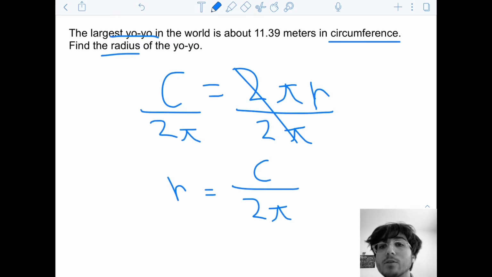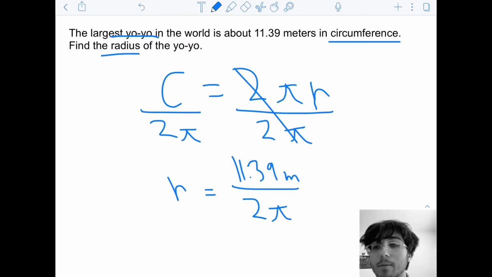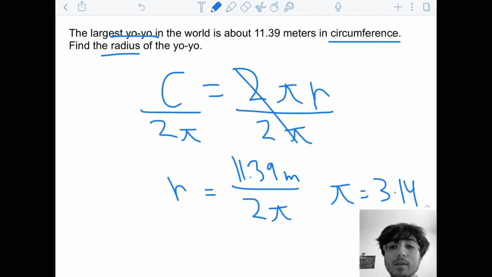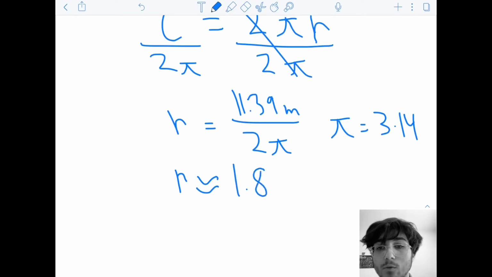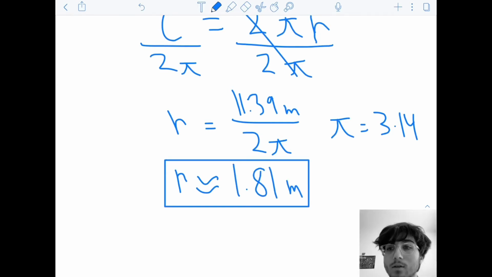And we know that the circumference is 11.39 meters. So for C, we're going to substitute 11.39 meters. If we round pi to 3.14, then 11.39 divided by 2 pi is approximately equal to 1.81 meters. Okay, let's do the next problem.